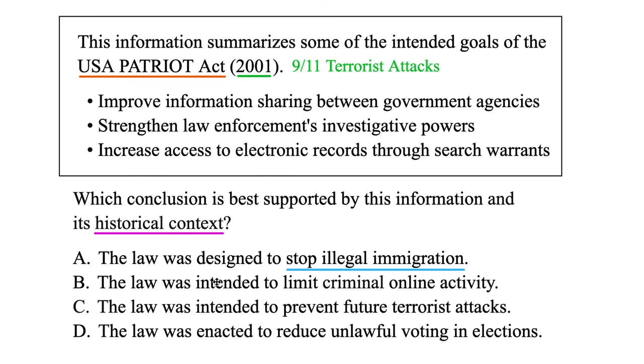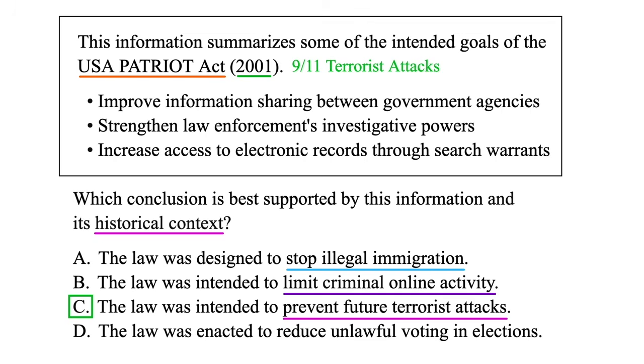The next one, the law was intended to limit criminal online activity. Now, in 2001, the internet was becoming very popular, so maybe criminal online activity needed to be limited. But again, that doesn't really jump out as the historical context here. The third one, the law was intended to prevent future terrorist attacks. So just like we thought, that definitely relates directly to 9/11, and that's why this law was passed. To do all of these things in order to prevent future terrorist attacks. So C, that's the correct one, and that definitely matches the date that we're given the best here.